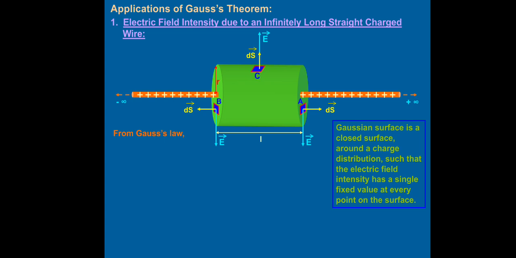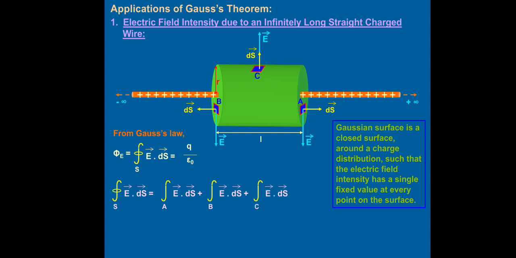So applying Gauss's law, we have phi equal to integral E dot ds equal to q upon epsilon naught. Integral E dot ds is the sum of integral E dot ds over all surfaces: plane surface A, plane surface B, and surface C. C is the curved surface.